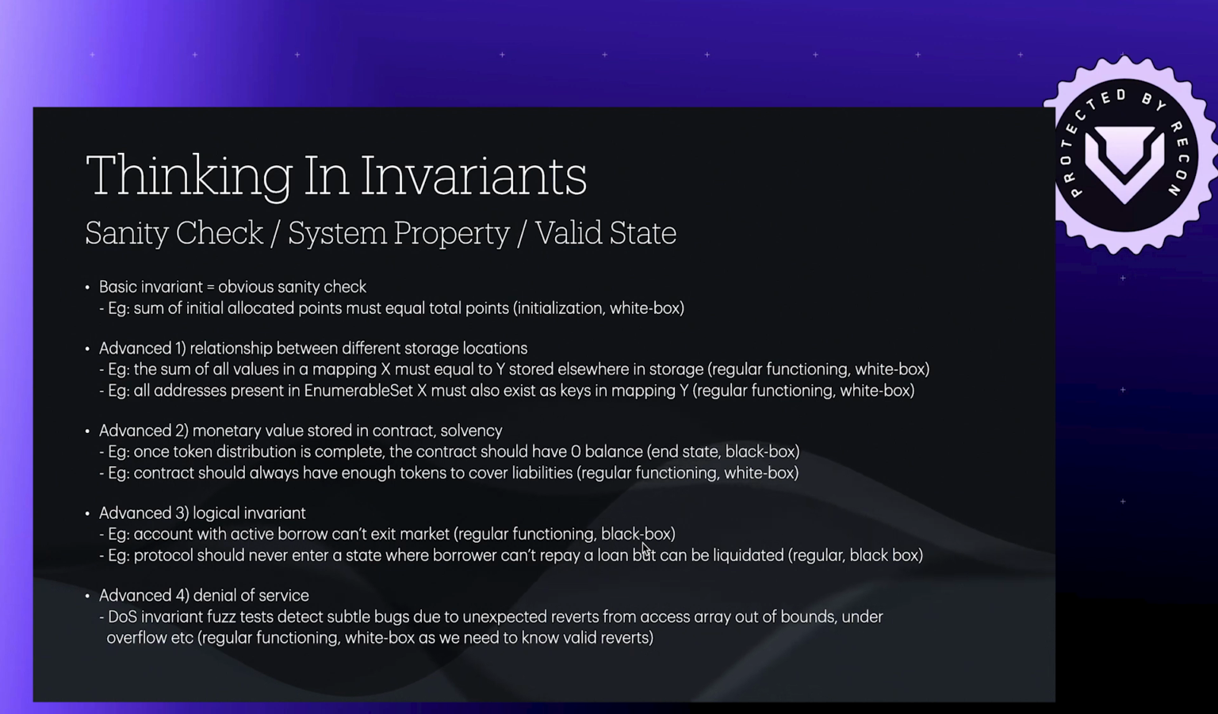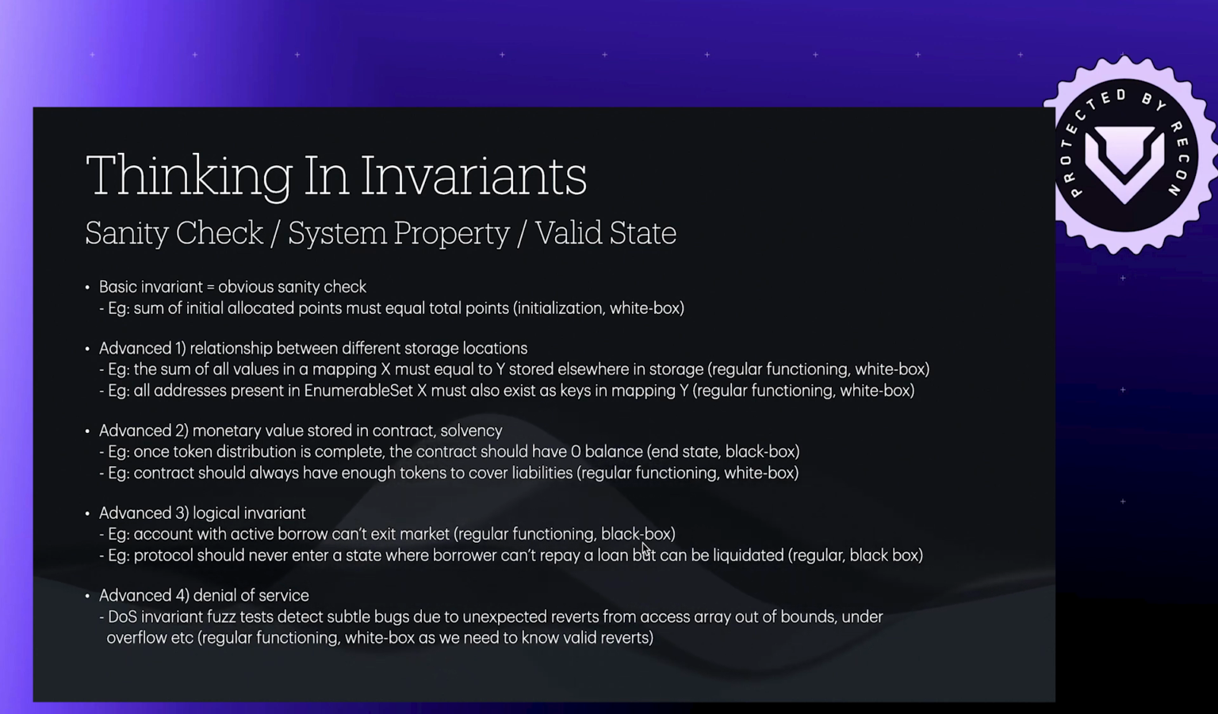Another one is that a protocol should never enter a state where a borrower can't repay a loan but can be liquidated. Again, another regular black box invariant. These logical invariants can be very useful as well to find states that a smart contract system should not be able to enter. And the last category that we'll look at today is the denial of service invariant.